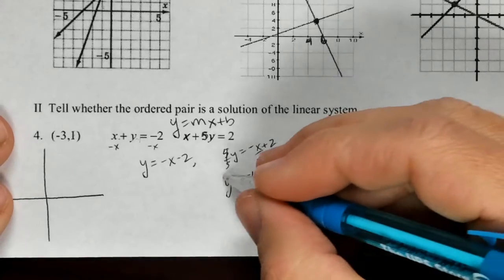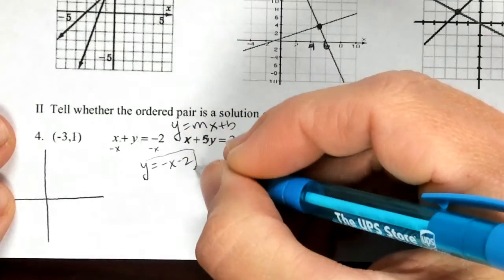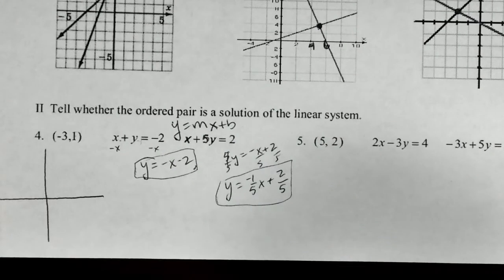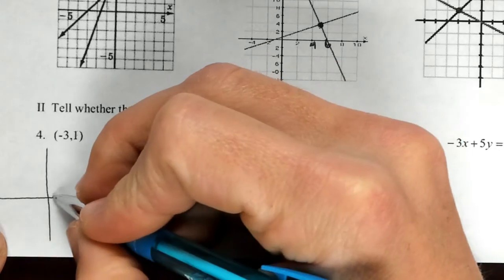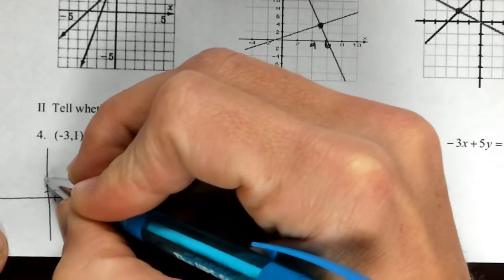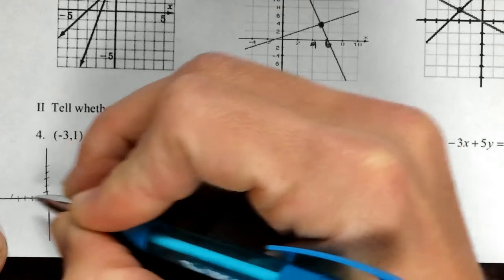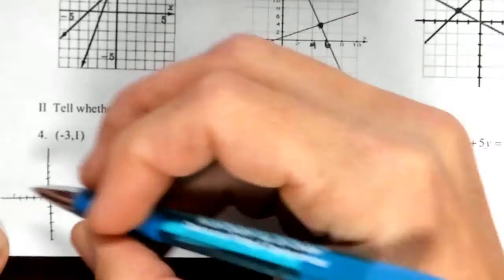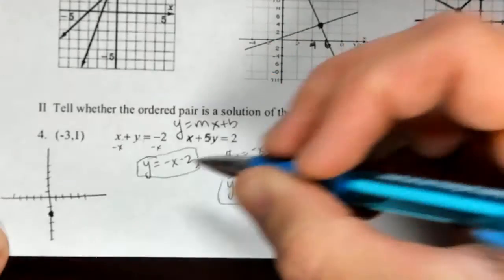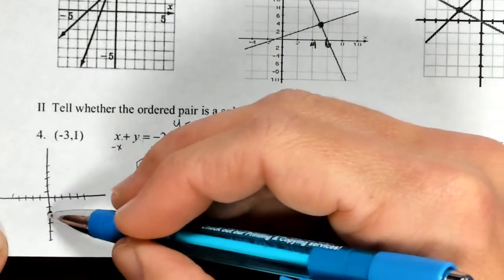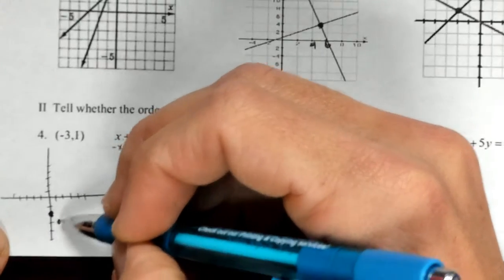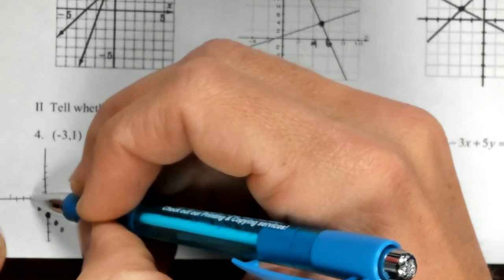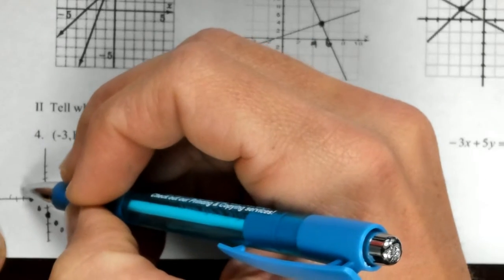Okay, so now I'm going to graph these equations, and if those two intersect at -3, 1, then it is my solution. All right, so here we go. I'm going to graph the y-intercept, which is at -2. And then I'm going to go down 1 over 1, down 1 over 1. I can go backwards and go up 1 over 1, up 1 over 1, up 1 over 1.